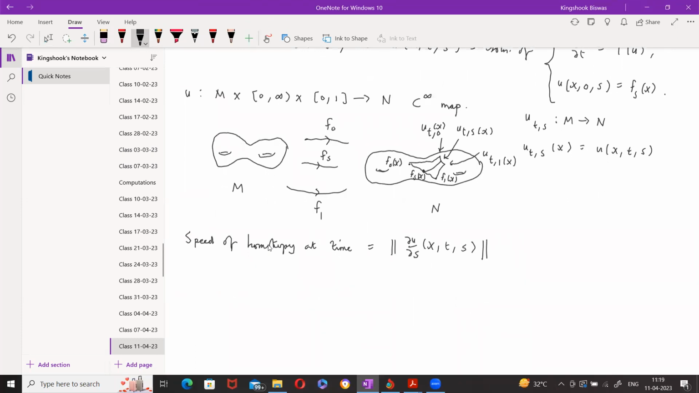And what we will show is that the maximum speed of the homotopy at time t, which is the sup over x in M of the norm of del u del s at (x, t, s), is actually a monotone decreasing function of time.